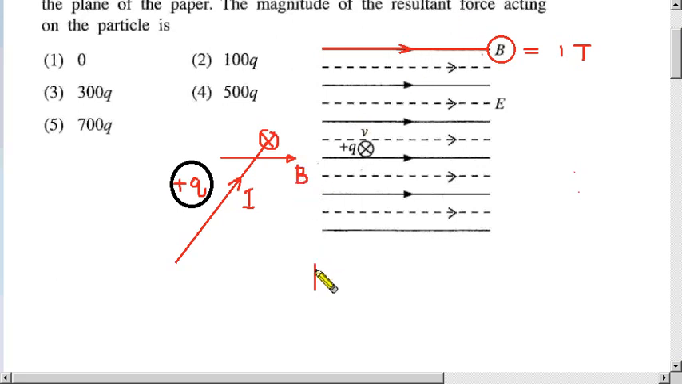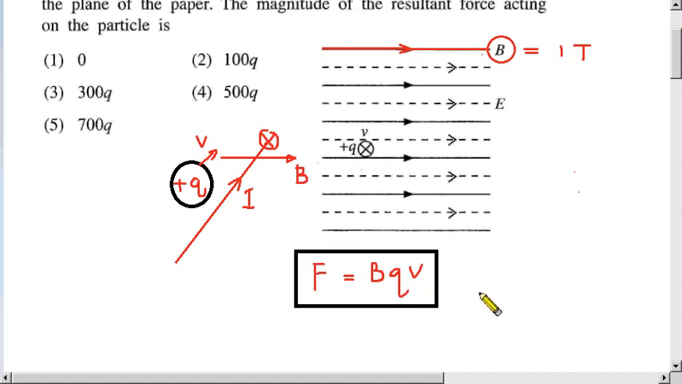So what is the equation for that force? Magnetic force. So there is an equation BQV. V is the velocity. So you must remember this equation, otherwise you can't solve this problem. BQV. So this is the equation now we are going to use.